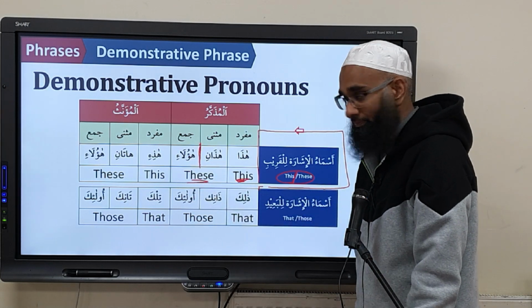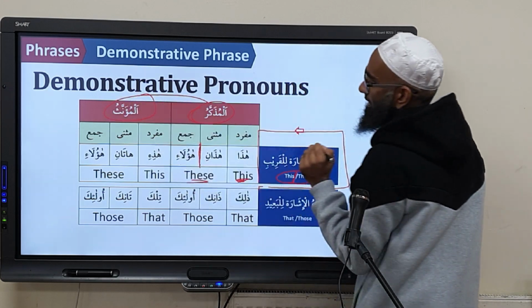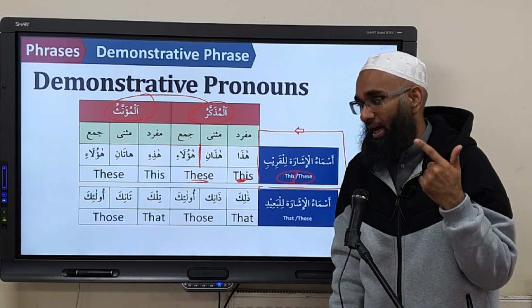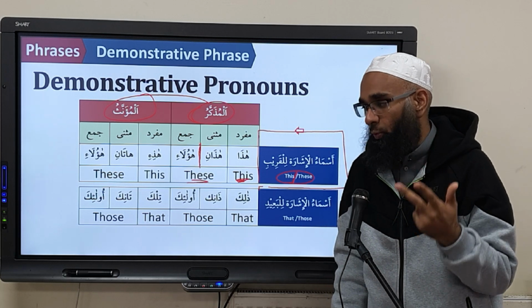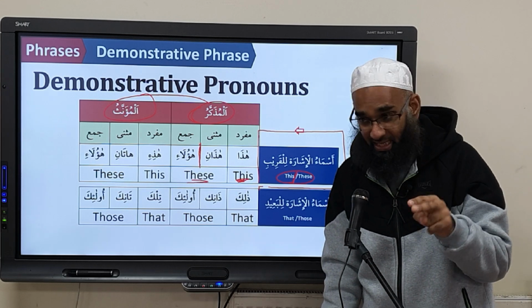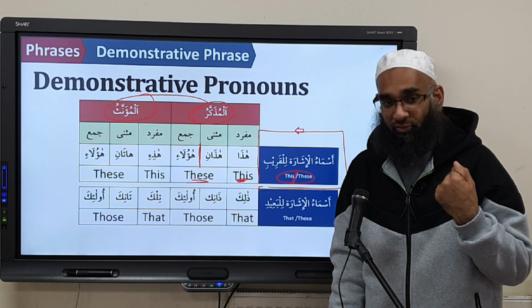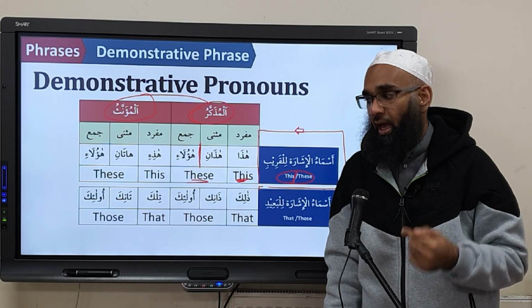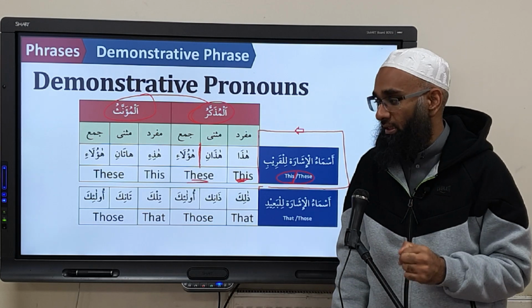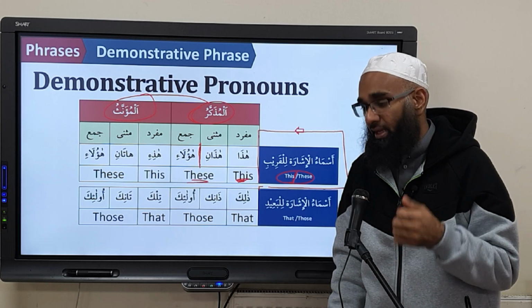The dual. And this is for masculine. Then you have to double it up for feminine. So you have Hada, Hadani, Haula'i. Hada means this. Hadani means these, but only for dual. And Haula'i for these, plural. Feminine is what? Hadihi, Hatani, and Haula'i. Say after me again.